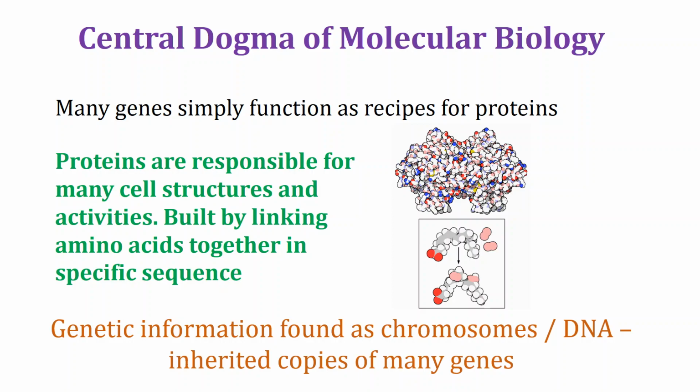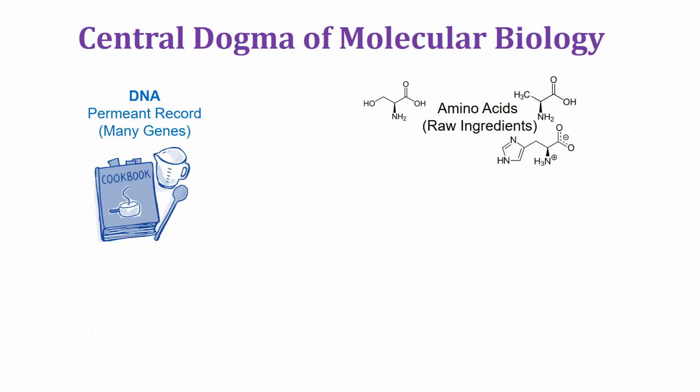The genetic information that you find in the form of DNA, sometimes packaged in molecules known as chromosomes, are the inherited copies of many different genes for making many different types of proteins. The DNA form the permanent records, the cookbook, if you will, containing all the recipes every one of your cells will need to make any protein found throughout your body.